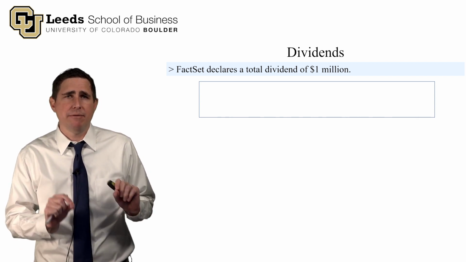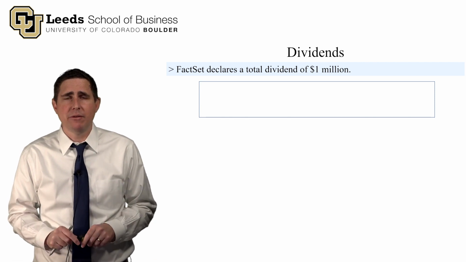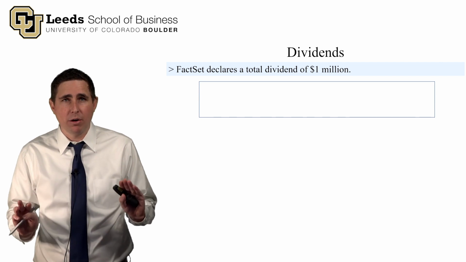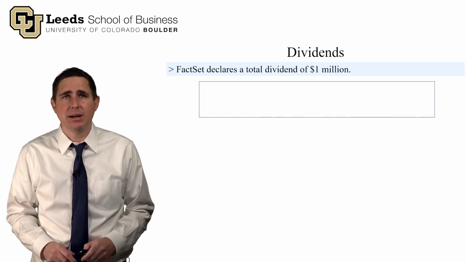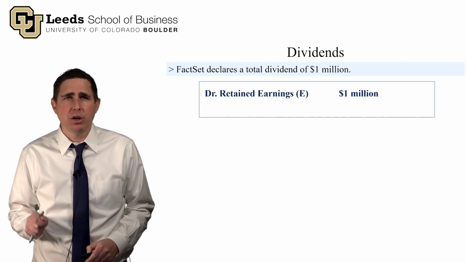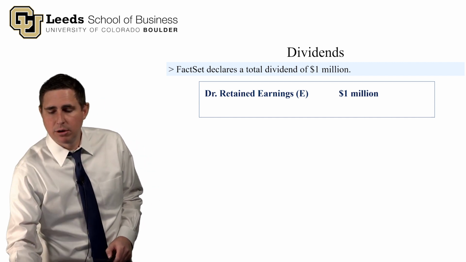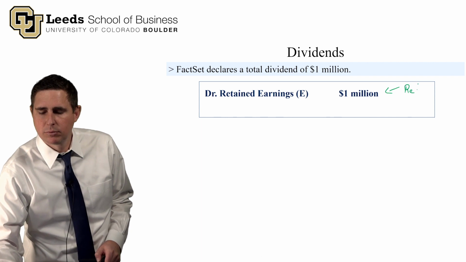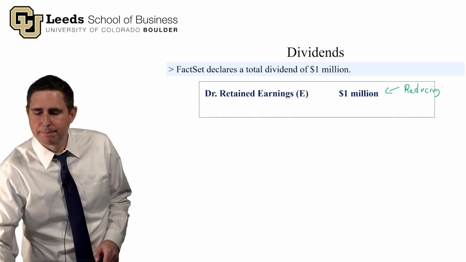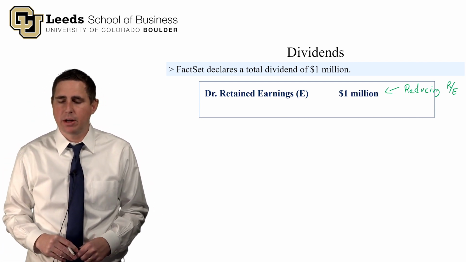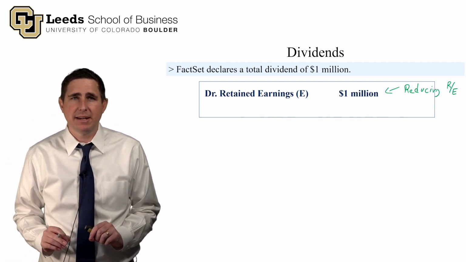And we're going to suppose that FactSet declares a total dividend of $1 million. And all they've done at this point is declare that it will occur. Okay, they haven't actually paid the dividend yet. So when the declaration occurs, we're going to debit retained earnings. Okay, we are reducing retained earnings. RE is just an abbreviation for retained earnings, and we are reducing the retained earnings account.